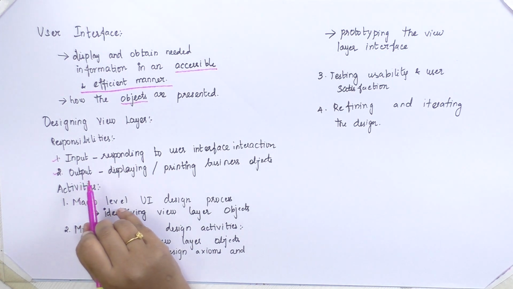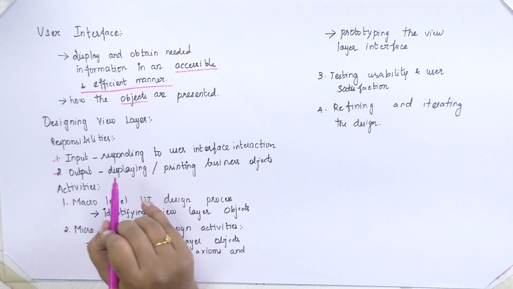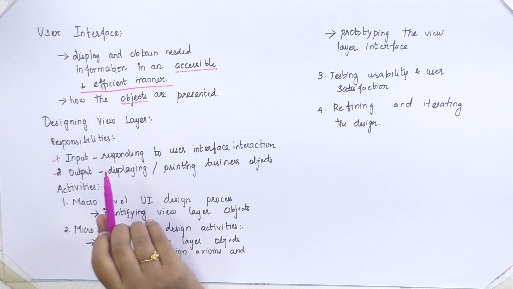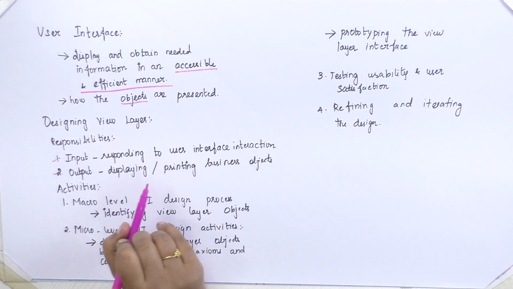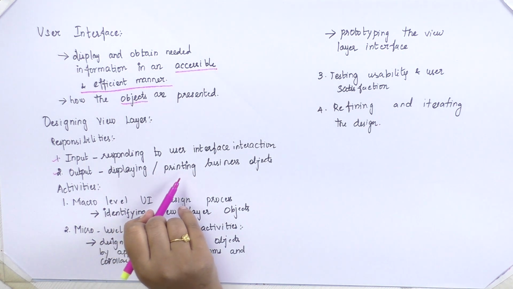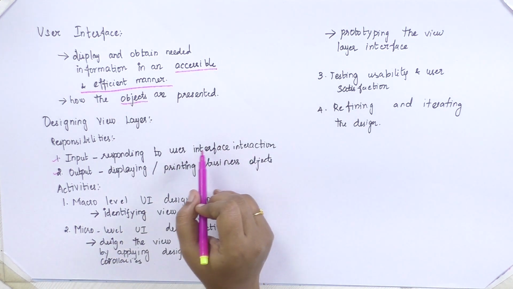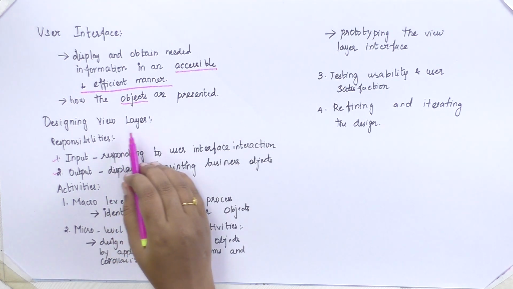In the sense, this layer must paint the best picture possible for the business object of the user. It has to display the output. What is the required output which is needed by the user? It has to display the output of the interaction the user made with the system. So these two are the responsibilities of a view layer.